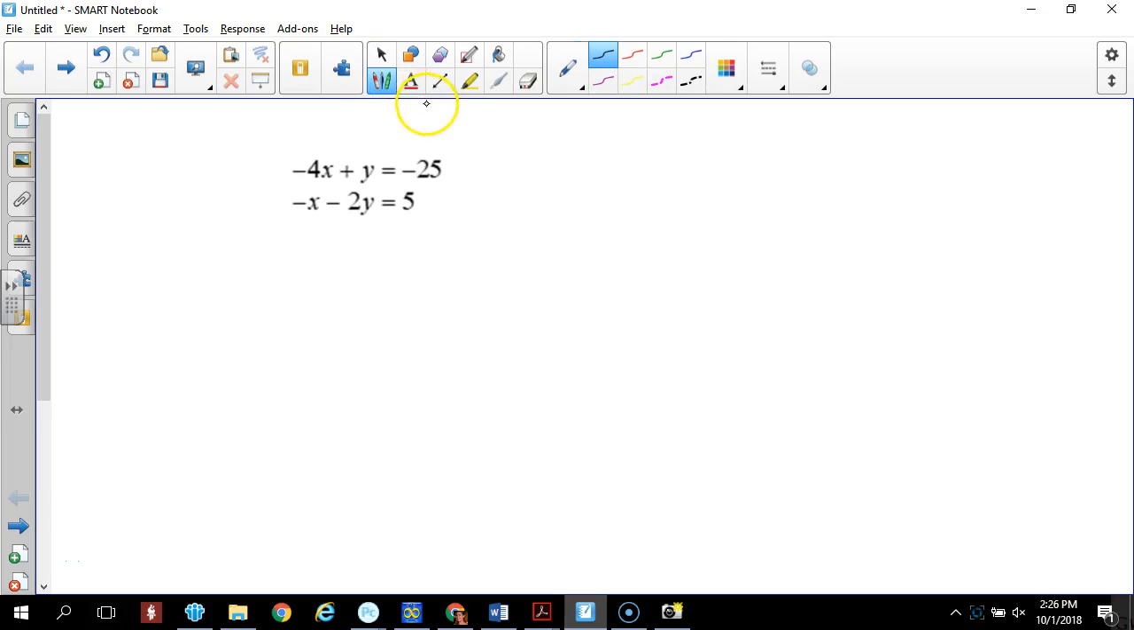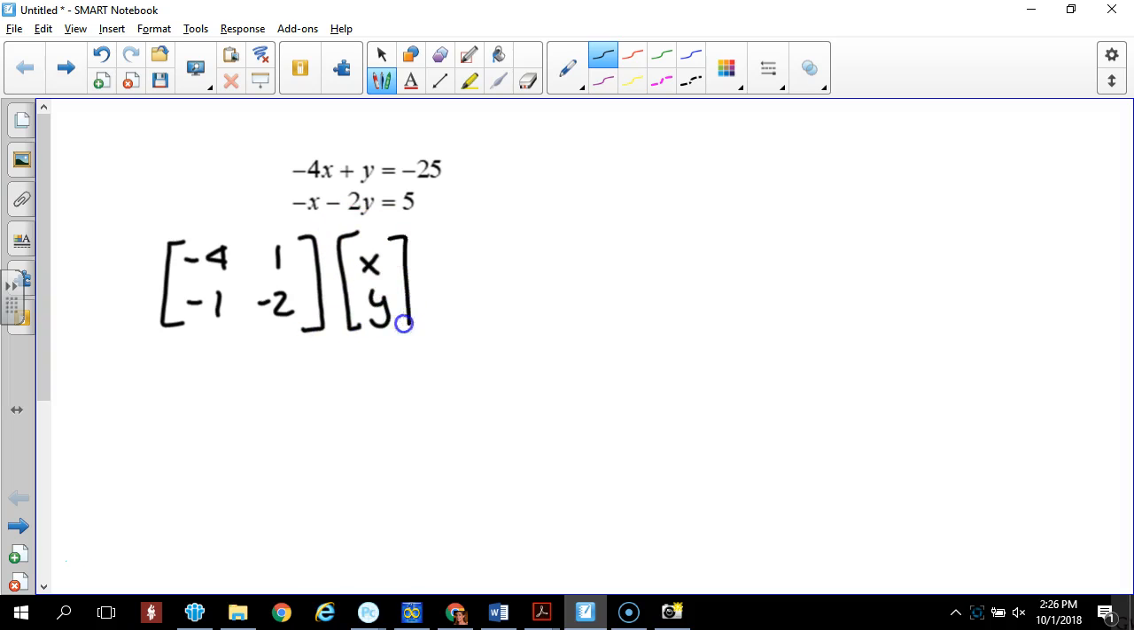Okay, so now we're going to go ahead and solve a system of equations, not using Cramer's rule, but instead using inverses. So just like in Cramer's rule, I'm going to take this and rewrite it as a matrix where I have all of my coefficients, the -4, 1, -1, -2 right there. I've got my variables, and then I've got my solutions.